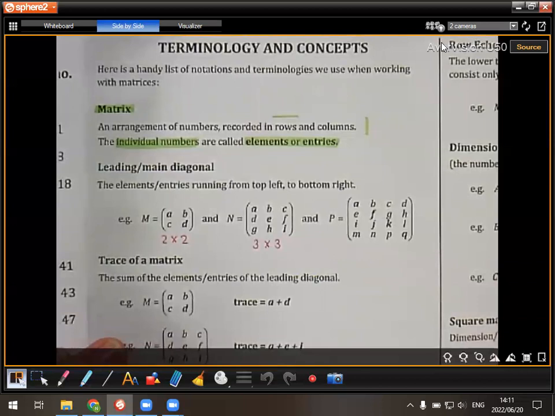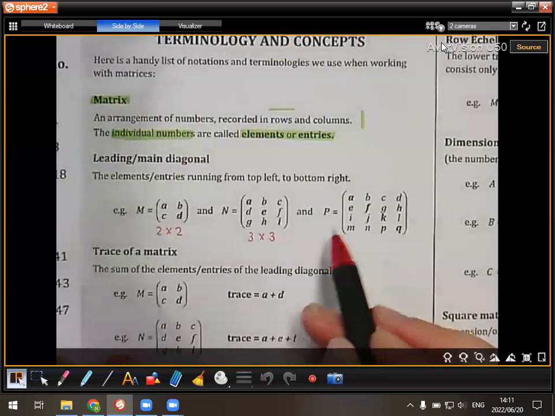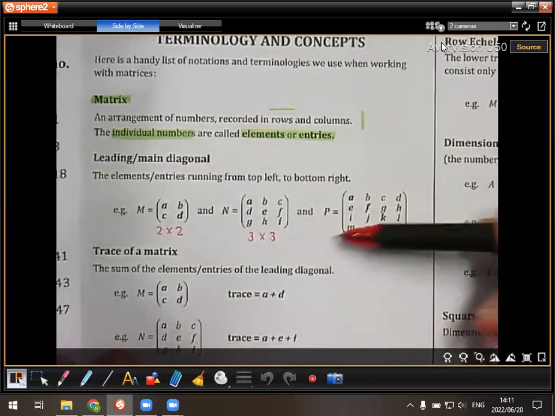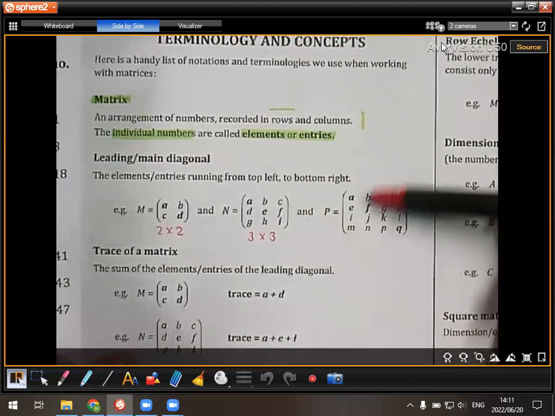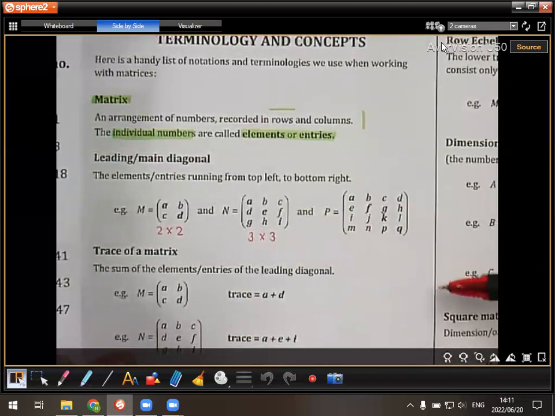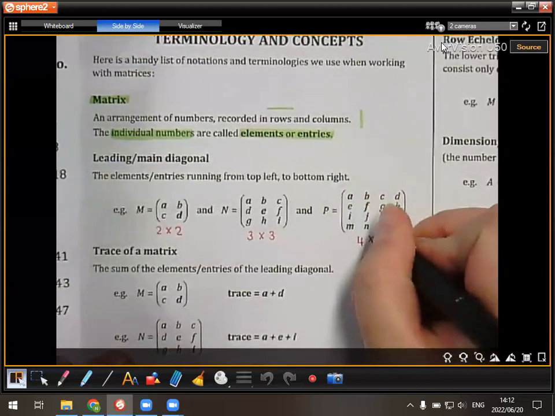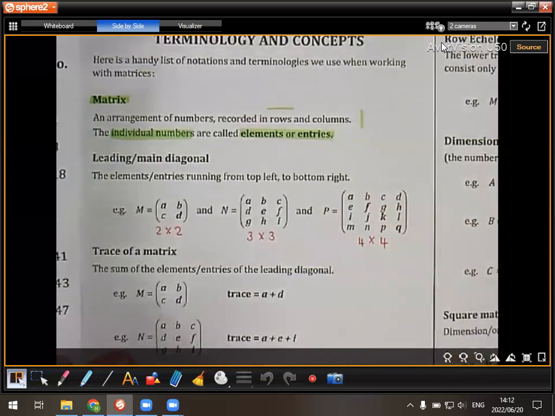And guys, just by the way, the two numbers are not always going to be the same. It's just in these examples. If we're looking at the next one, at P, how many rows do I have? 1, 2, 3, 4. How many columns? 1, 2, 3, 4. So what are the dimensions of that matrix? Rows by columns, 4 by 4. That is going to become quite important when we do multiplication later on.